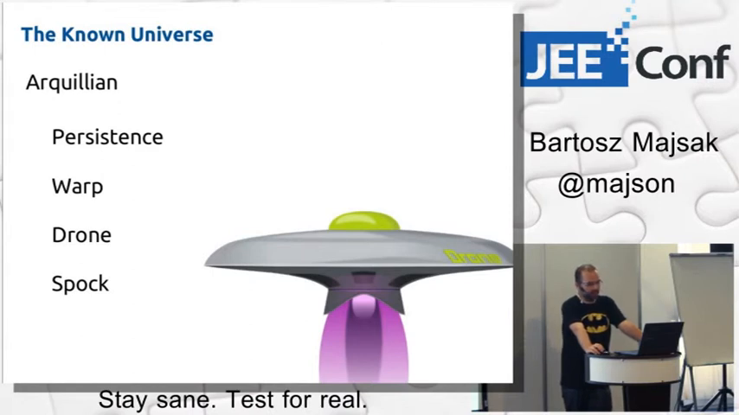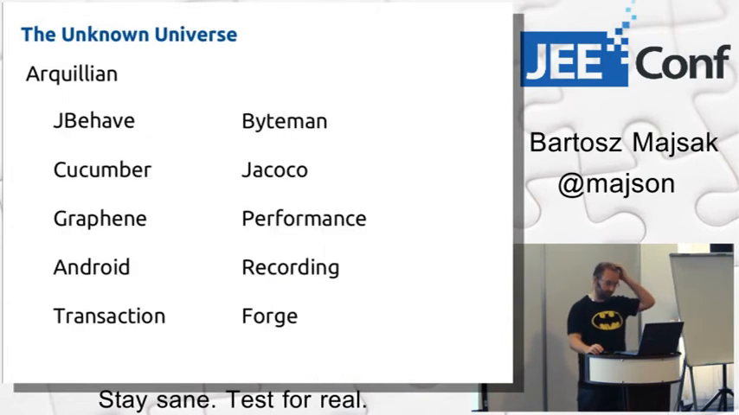And then the unknown part, only the part I took, which for me is quite interesting, but there are more extensions. So JBehave, Cucumber, these are other BDD frameworks. One is for Java, another one comes from Ruby. Graphene, this is like Drone, but it's more like a wrapper or adapter or facade on top of WebDriver, so a bit nicer API. It's a bit easier to deal with Ajax stuff. And there are some JSF additions.